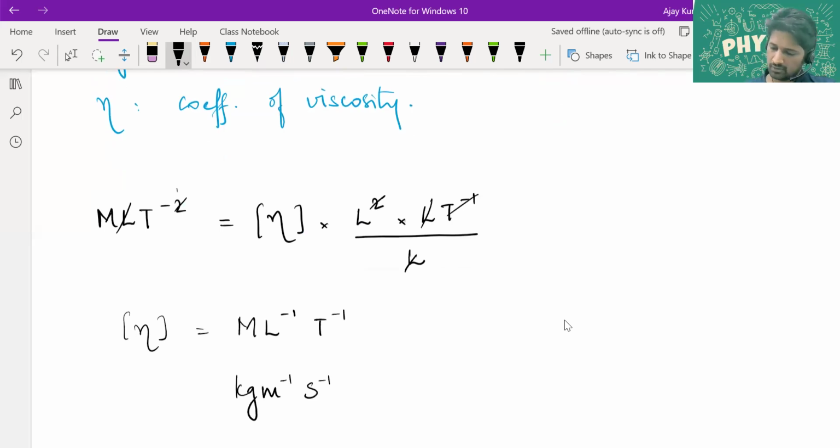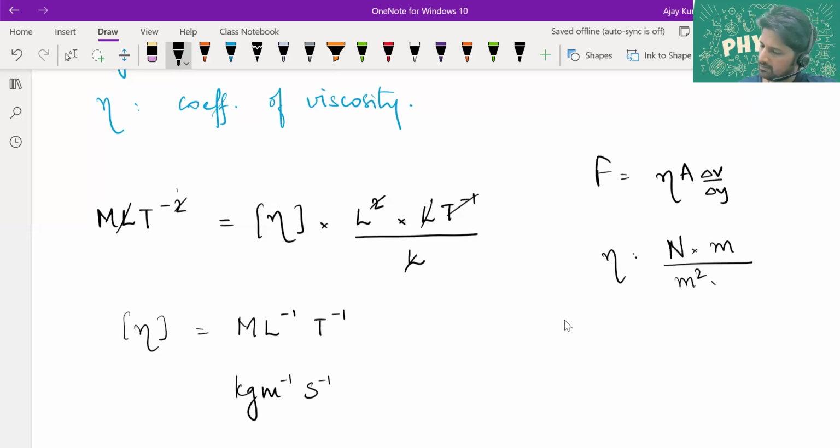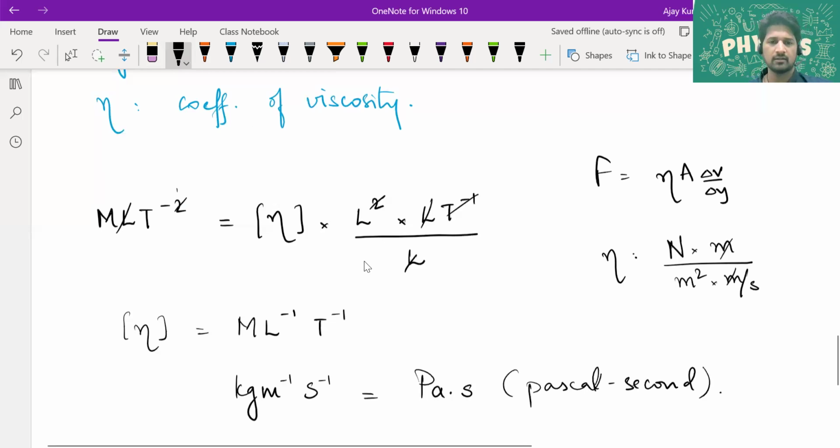Fine. Now you can also write it this way. F is equal to eta A delta v by delta y. So eta's units become force, in newtons, times delta y, a length in meters, divided by area in meter squared, and velocity in meters per second. Meter cancels, second goes to the numerator. Newton per meter squared. Force per unit area is pressure, Pascal, and second will be in the numerator. So this is more commonly written as Pascal second. This is the common SI unit for coefficient of viscosity.